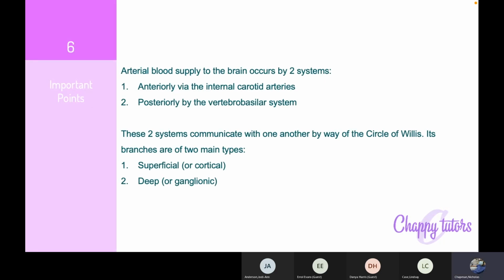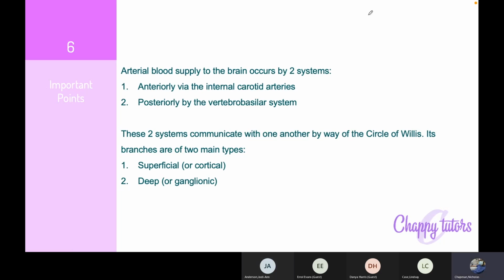All right, so before we get into the meat of the matter, these are just some important points here. We have the arterial supply to the brain, and it occurs by two systems. Anteriorly, we have the internal carotid artery, which supplies a good portion of the brain. And posteriorly, we have what you call the vertebrobasilar system. We will look into all of this as we progress.